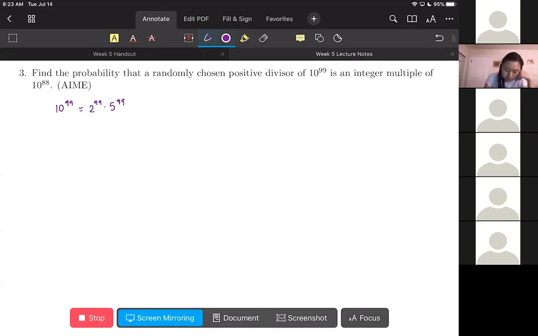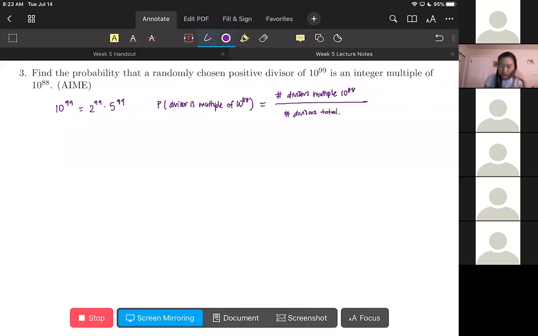So let's look at our probability formula again. Probability a divisor is a multiple of 10 to the 88. That's going to be the number of divisors that are a multiple of 10 to the 88 over the number of divisors total.